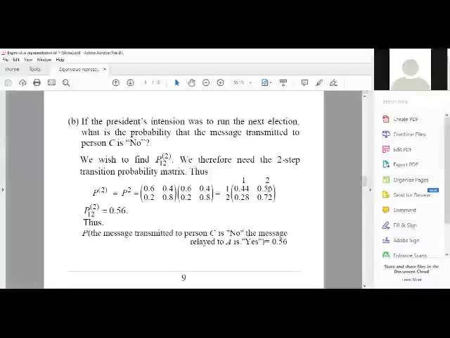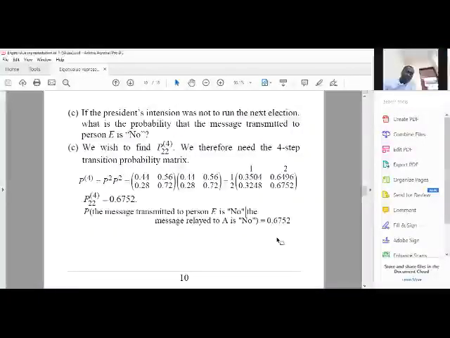0.56. So the probability that the message transmitted to C is no, given that the message relayed to A is yes, is 0.56. Okay. So A received yes, but by the time it got to C, it was no. The probability is 0.56. Maybe the B guy doesn't like the president, so he decided to change the answer when he was relaying the news. So the probability will be 0.56. Good. Then what's the C? The question C.